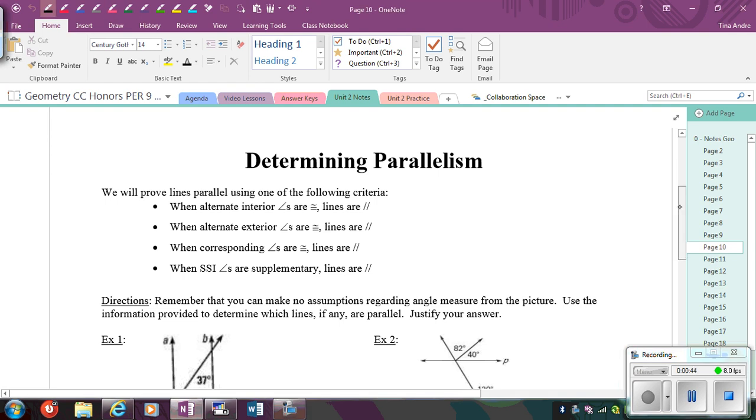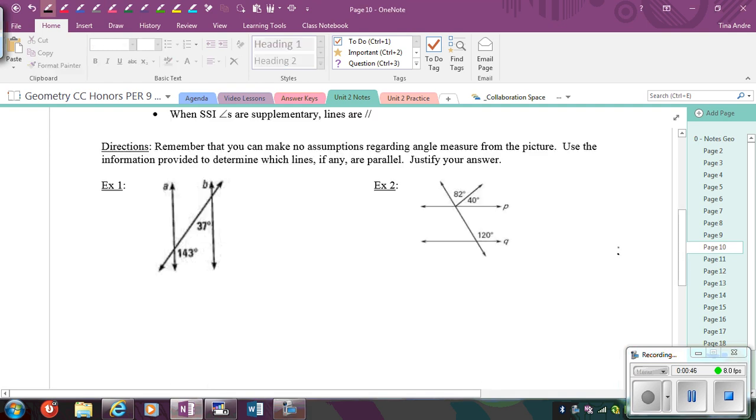So our goal down here is to determine if any of the lines are parallel. So the first thing I'm looking for really is those two lines being cut by a transversal. So when I look at this, I'm thinking, okay, well, here's the two lines, here's the transversal. If I can find a pair of either same side interior supplementary angles or congruent alternate interior, alternate exterior, corresponding angles, then the lines must be parallel.